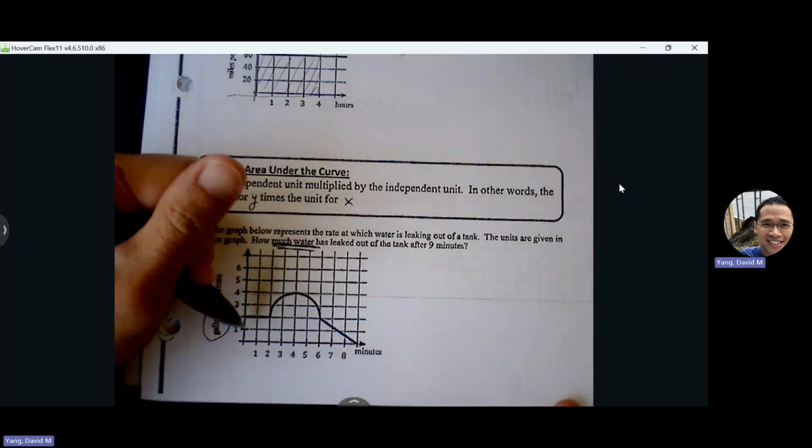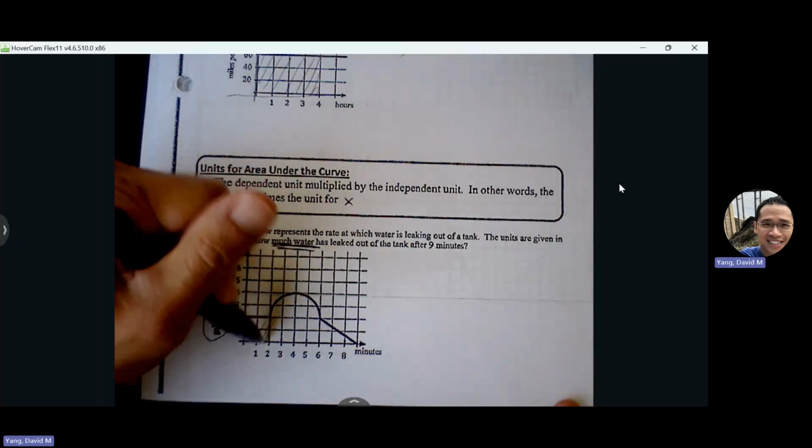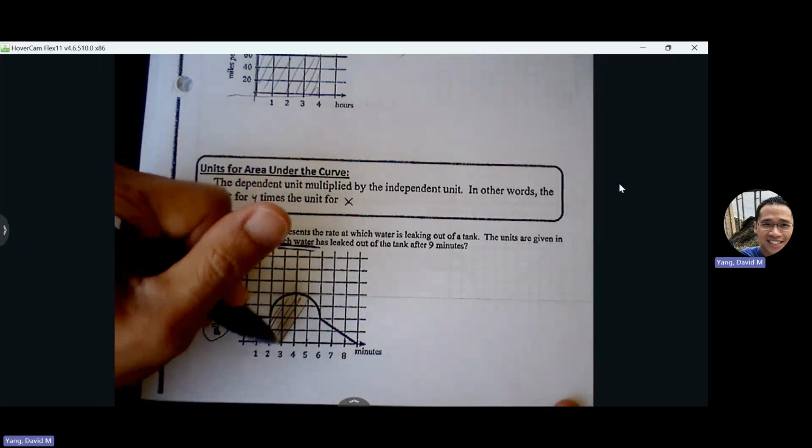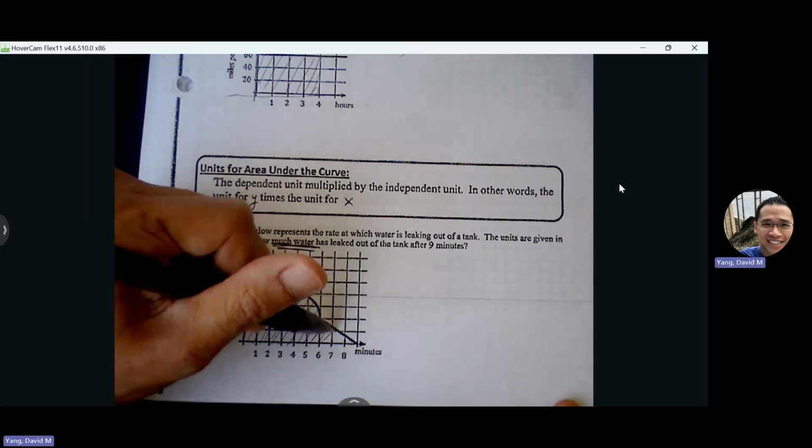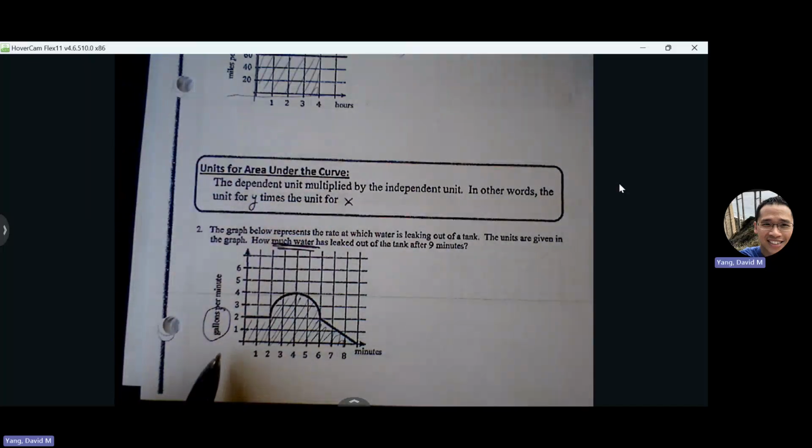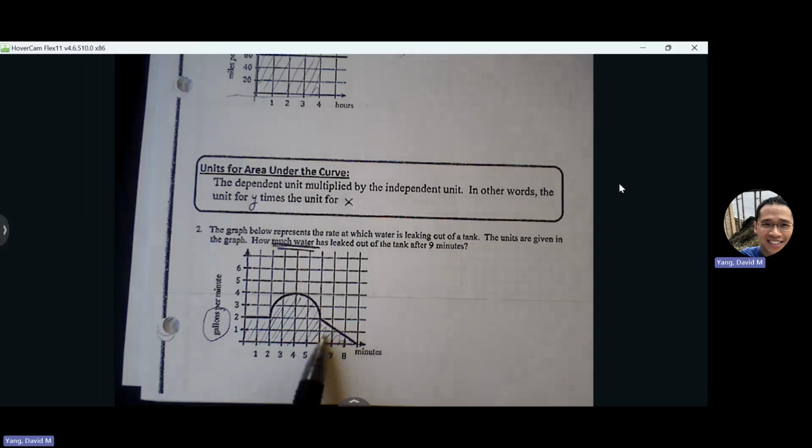So if I find the area between the graph and the x-axis, that's going to allow us to find the accumulation of these rates over that time period. And if we have a bunch of gallons per minute data, then eventually our accumulation is going to give us the total amount of water in terms of gallons. So the area that we see here is going to indicate how much water is going to leak out of the tank after 9 minutes, because we have all the rates available to us.